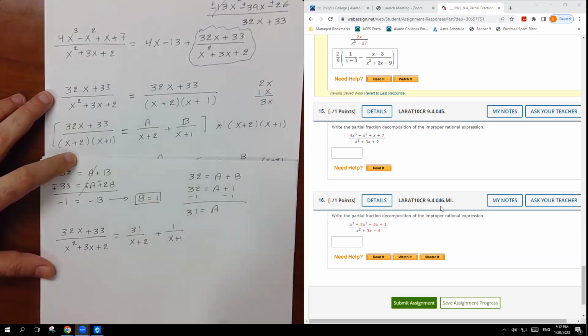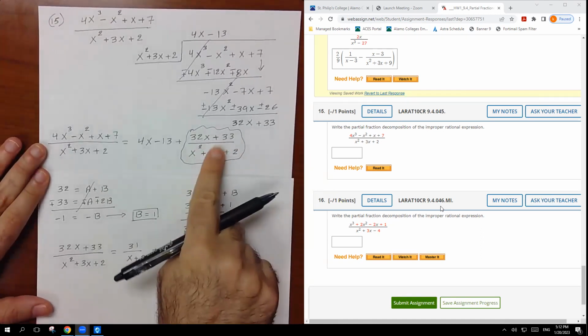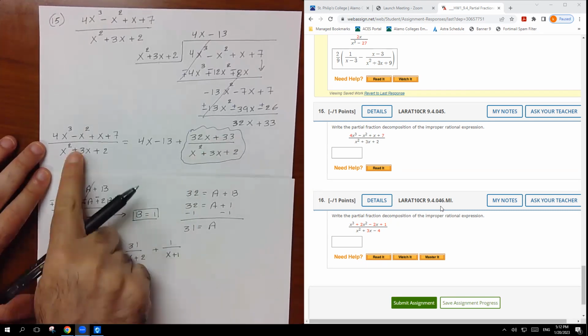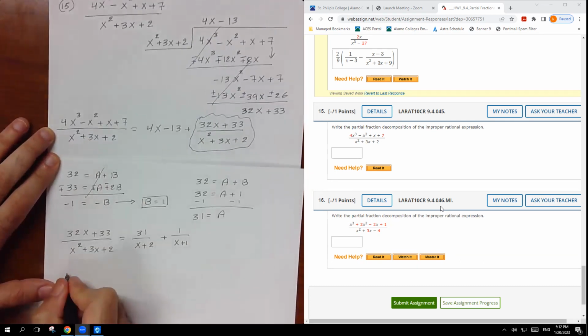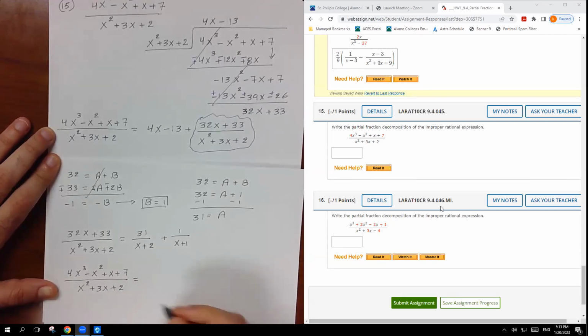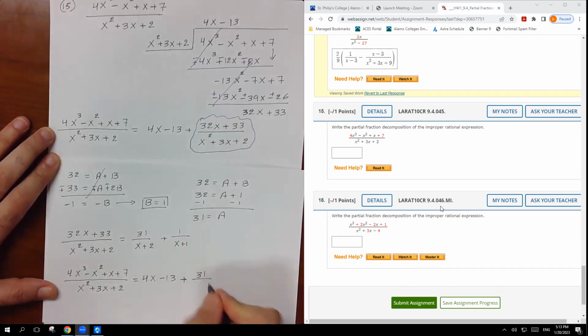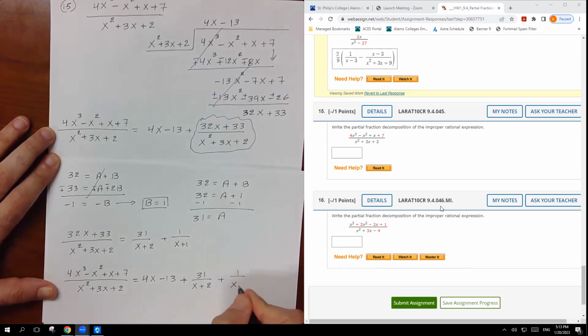Now we have to go back to the original rational expression, which is this one. So this part here is equal to these. So our rational expression, 4x cubed minus x squared plus x plus 7 divided by x squared plus 3x plus 2, is going to be equal to 4x minus 13 plus, this one is going to be equal, 31 over x plus 2 plus 1 over x plus 1.